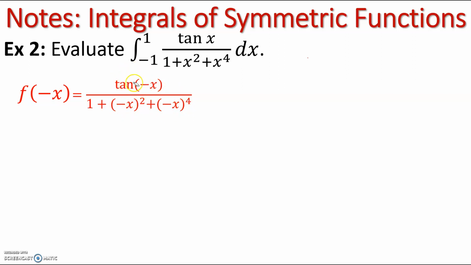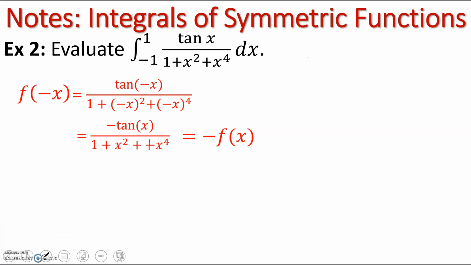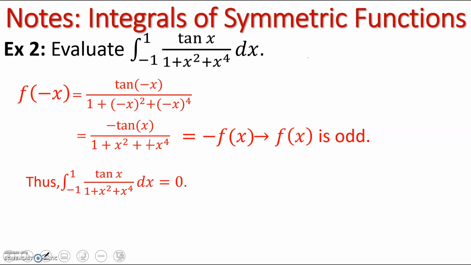And then for tangent of negative x, we know that it's made up of sine over cosine. Sine is not affected by the negative x, but cosine is. So it becomes negative tangent of x. And there is a little typo here, so let me fix this. It is 1 plus x squared plus x to the 4th, so no negative. Meaning this is exactly the opposite of what it was in the beginning. It is negative f of x. Therefore, f of x is odd. Now because this is odd, we know then that the integral is simply equal to 0. The net change is 0.